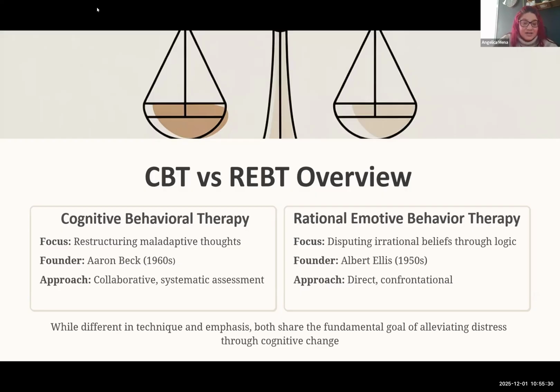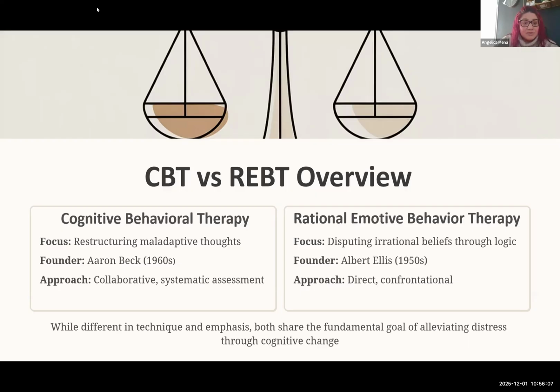Even though they shared the same idea that cognitions are responsible for pathologies, and that in order to help create change we need to change the cognitions, they had a different therapeutic style and approach. Ellis was more direct and confrontational. He would say things like, you're thinking irrationally. He would just tell the client, boldly and straightforwardly, you're not thinking rationally, you're thinking irrationally.